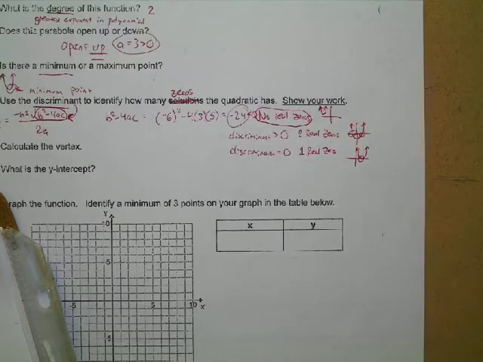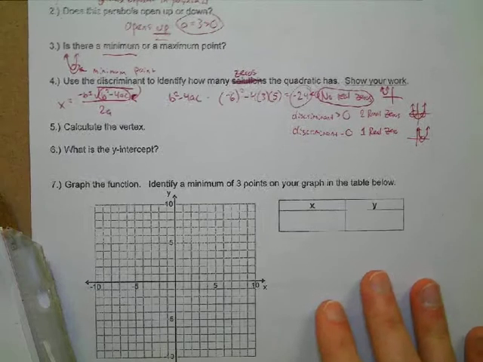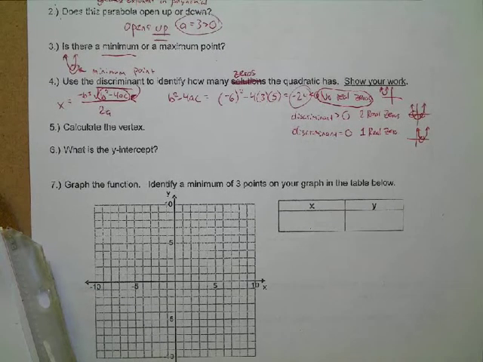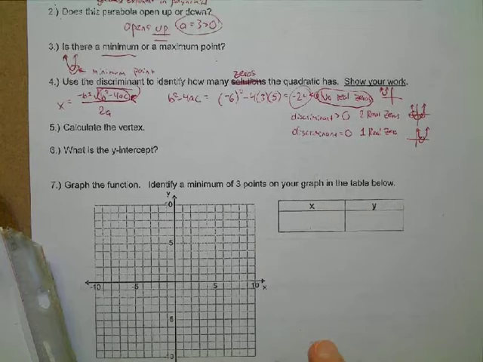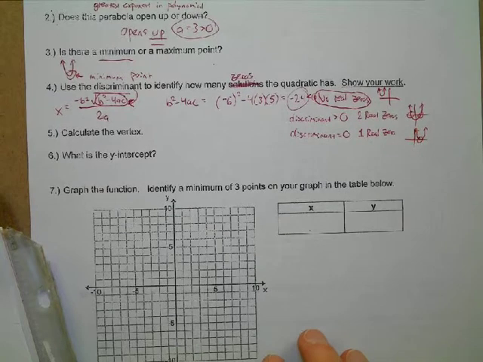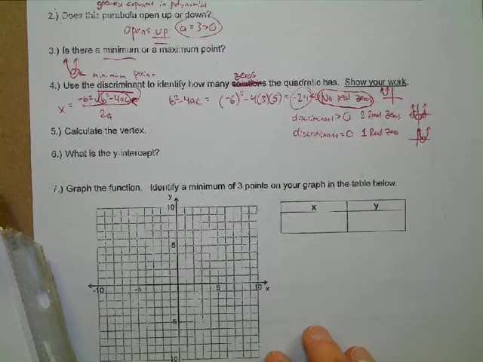Okay. How about calculating the vertex? Ooh, okay, vertex. What's one way we could find the vertex of this quadratic here? What's one thing we could use to find the vertex? What is the vertex for a quadratic? Go ahead, Scott. It's like on the axis of symmetry. Okay, it's on the axis of symmetry.